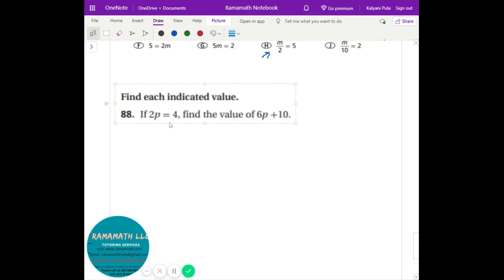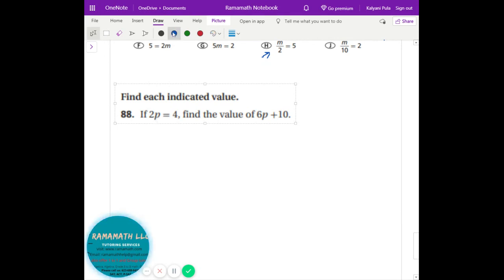If 2p equals 4, then find the value of 6p plus 10. And this is one of the SAT questions. When you go to high school and take the SAT, this is one of the questions you normally see in that test. So how do we do this one?